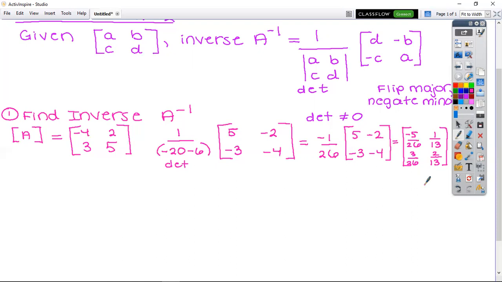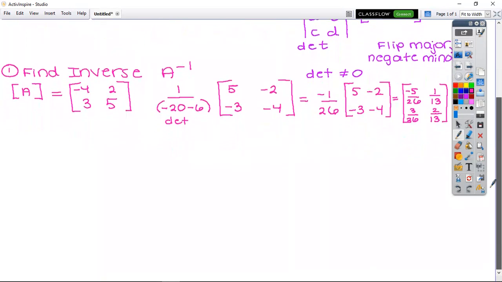You have to reduce it? You should reduce it. Yep. You definitely should simplify as much as possible. Good question. All right, let's do one more inverse.